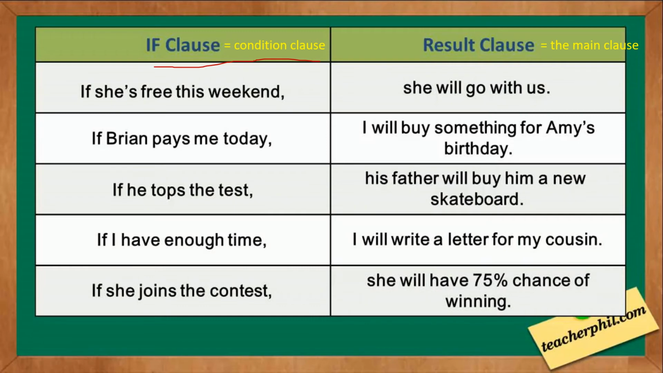So if she is free this weekend, a condition, she will go with us. The result. If Brian pays me today, I will buy something for Amy's birthday. If he tops the test, his father will buy him a new skateboard. If I have enough time, I will write a letter to my cousin. If she joins the contest, she will have a 75% chance of winning.